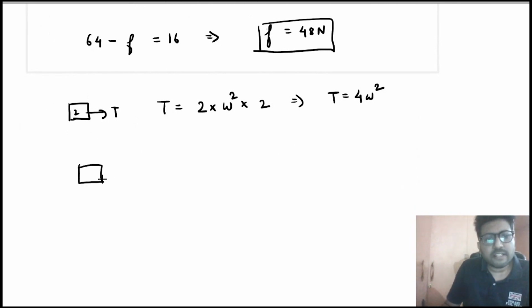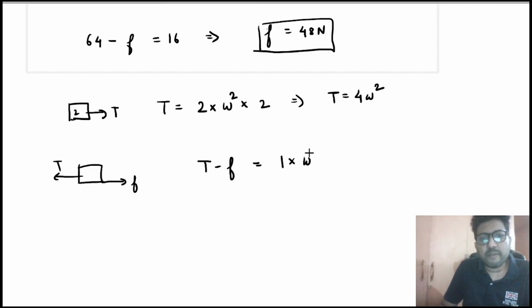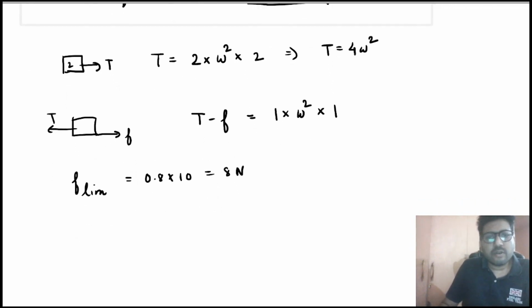So for the 1 kg block there is tension, but there is also friction, right? In this case you will say that T minus F is the net centripetal force, and that will be equal to 1 multiplied by omega square multiplied by 1. Now because the friction coefficient is given as 0.8, the limiting friction is 0.8 multiplied by 10, and that is equal to 8 Newton, right?